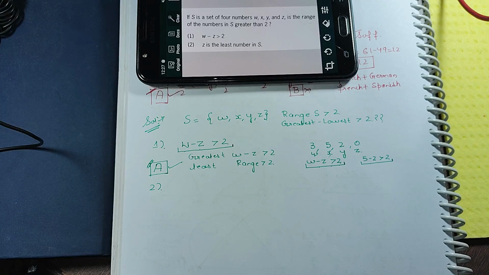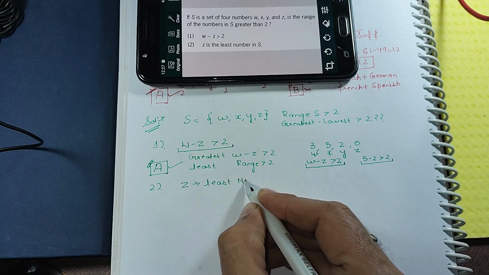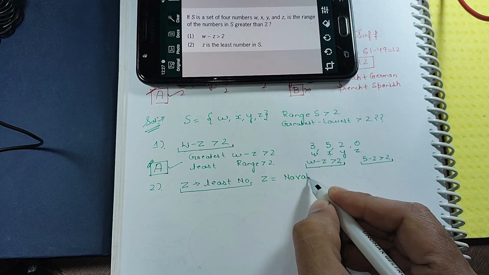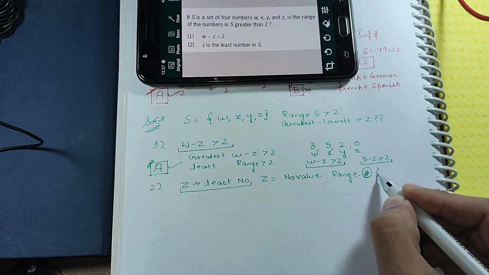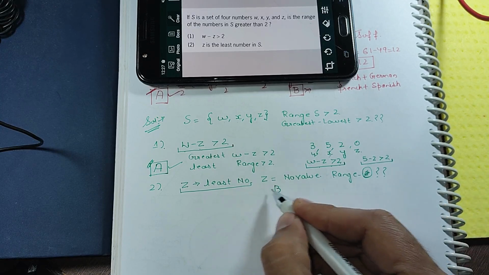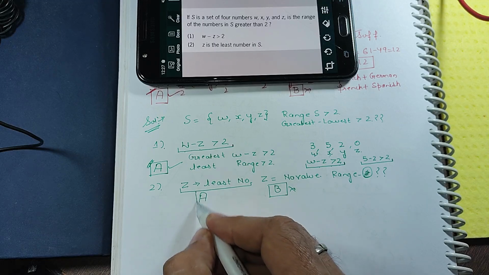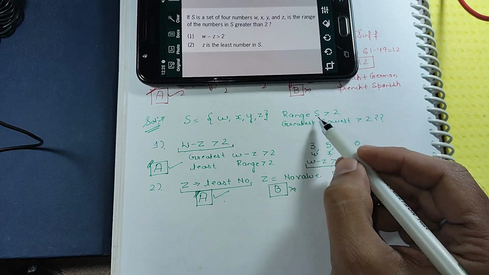Statement 2 tells me that Z is the least number in S. Now, if Z is the least number in S, that doesn't give us any value of Z. No value for this is being given. So we can't find the range. So for this particular question, statement B is not sufficient to answer our question. Statement A alone is sufficient to give us the answer that yes, the range is greater than 2.